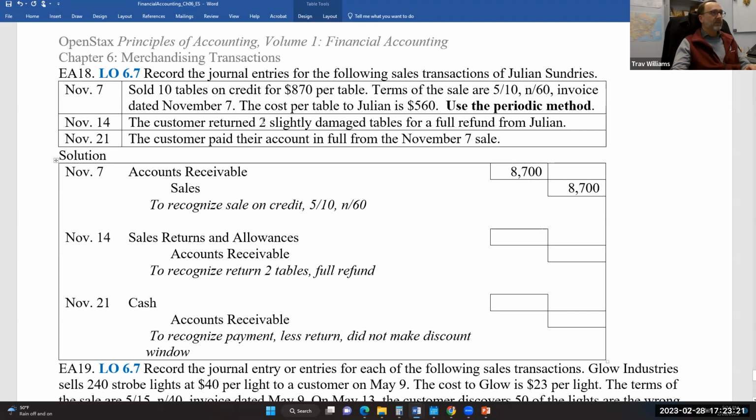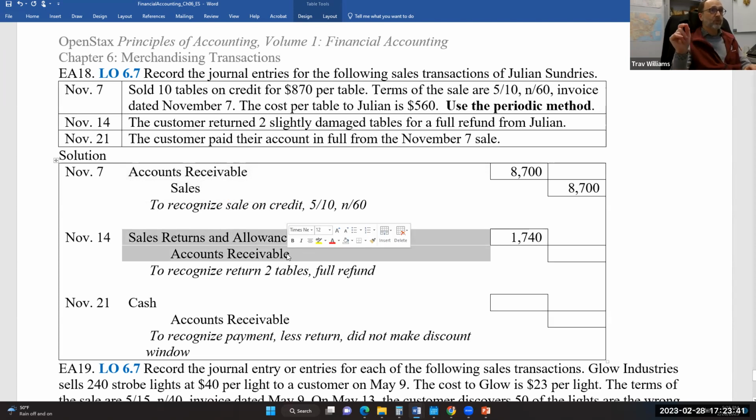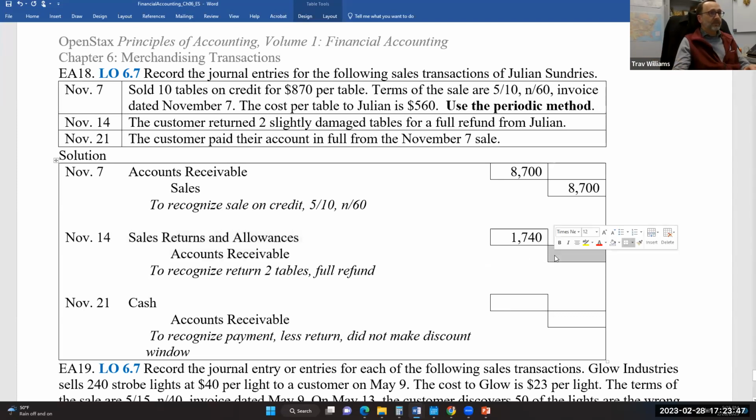Then 2 of those get returned by the customer. So $870 per table times 2 is $1,740. So now it's kind of like we reverse these two accounts for the return, except that sales becomes sales, returns, and allowances, right? So we debit that, we credit accounts receivable.